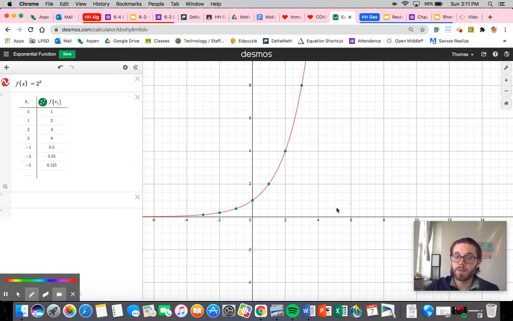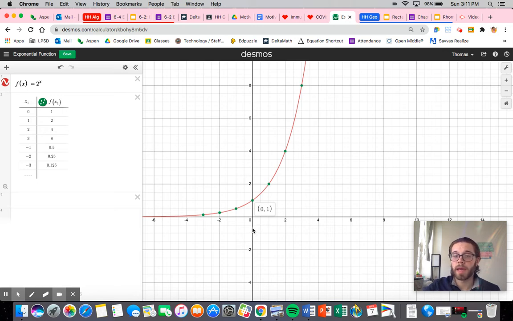What else do we notice? When we look at this, what is my y-intercept? Well, my y-intercept is 0, 1. And what's the reason behind that? Anything to the 0 power is just going to be 1. So because 2 to the 0 is 1, that will be your y-intercept. There is no x-intercept. Remember, the x-axis is an asymptote, so we are not touching it.